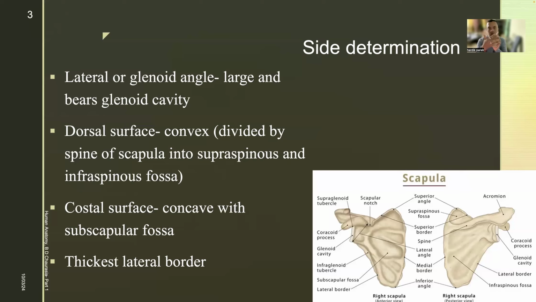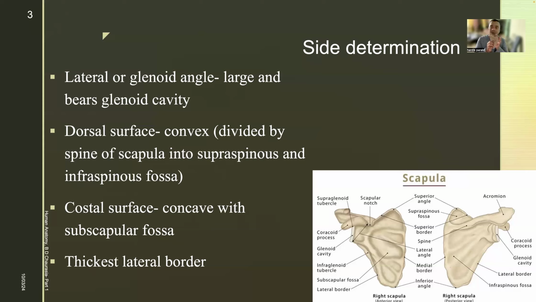You will get a spine over here, the spine of the scapula. It is on the dorsal surface, and this spine of the scapula divides your dorsal surface into the supraspinous fossa and the infraspinous fossa. Very important muscles are attached over here: the supraspinatus muscle and the infraspinatus muscle.